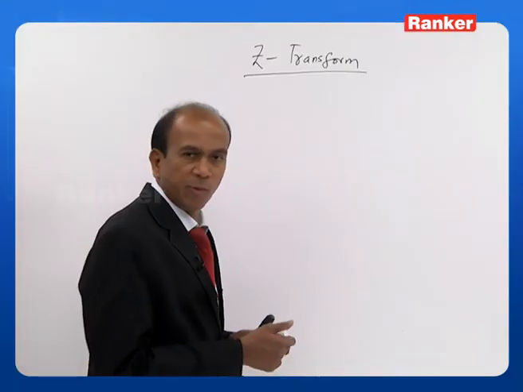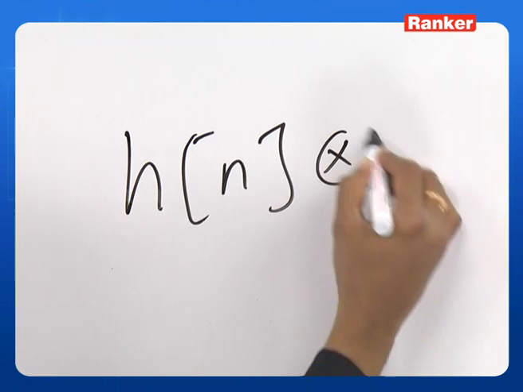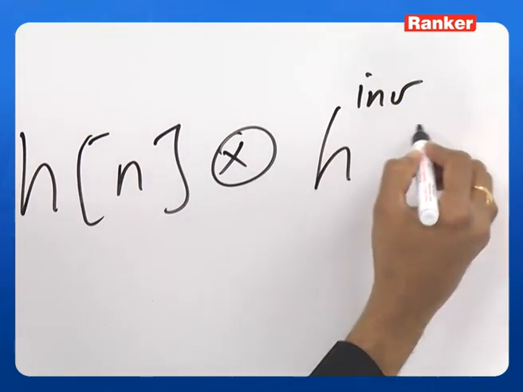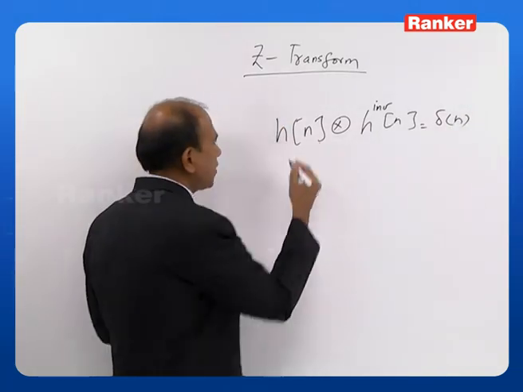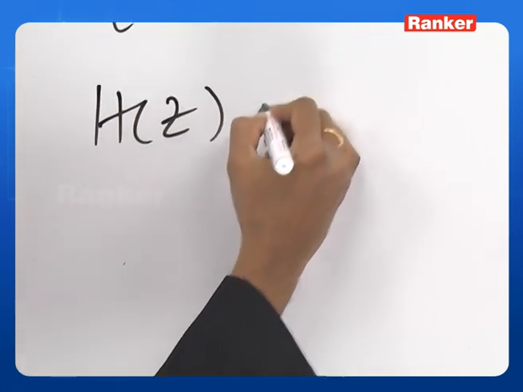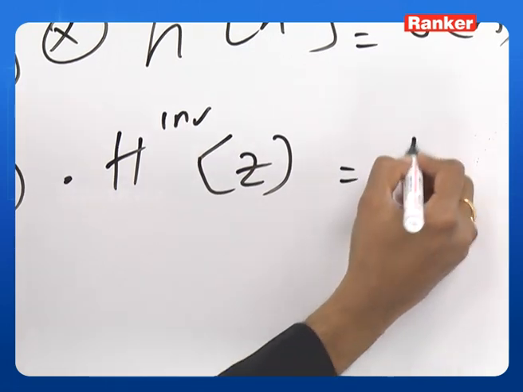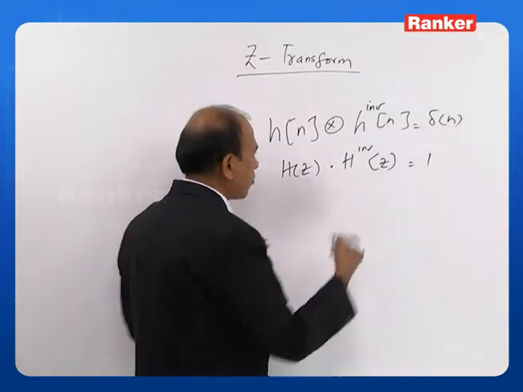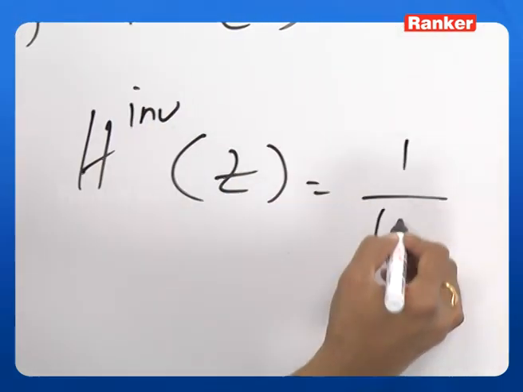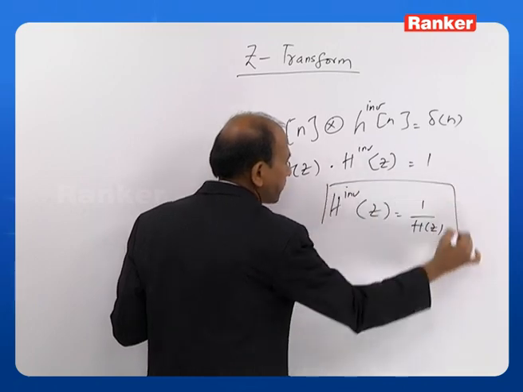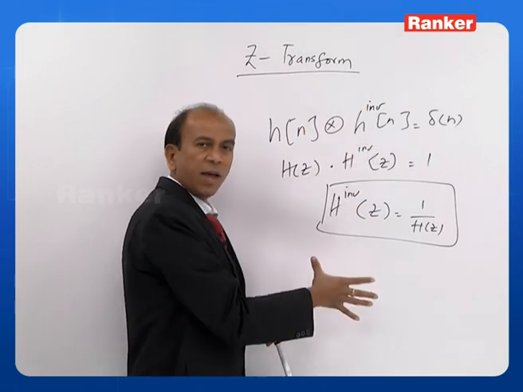So, let us put this on the board. If I am convolving these two, this is how we write h of n convolved with h inverse of n, and this will be equal to delta of n. When I take the Z transform, this will be h of z, and this will be a product with h inverse of z, and this will be equal to 1, since delta of n has a Z domain of 1. Then what is h inverse of z from this? This will be equal to 1 by h of z. So, if a system is invertible, then these are the conditions to be satisfied.